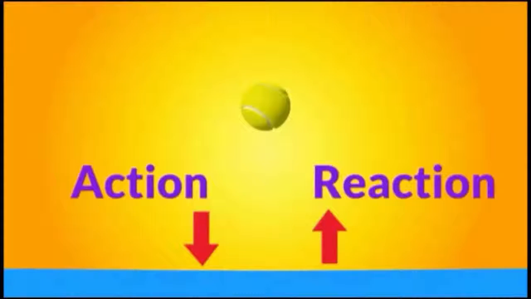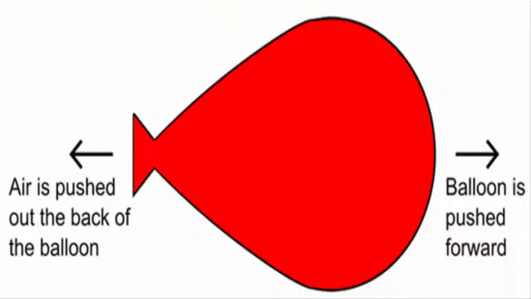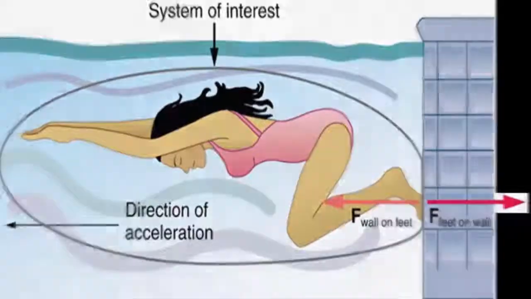Formally stated, Newton's third law is, for every action, there is an equal and opposite reaction. The statement means that in every interaction, there is a pair of forces acting on the two interacting objects. The size of the force on the first object equals the size of the force on the second object.